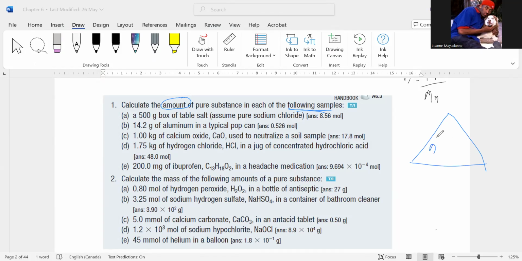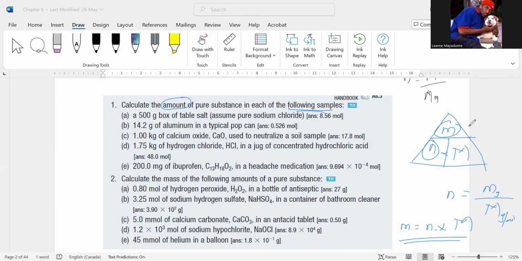n, like I'm making a triangle over here, m over capital M. If you want to determine n, the formula is mass in grams divided by molar mass in grams per mole. And if you want to determine mass, the formula is n into M. So if you want to determine this, just multiply. If you want to determine this, just divide.